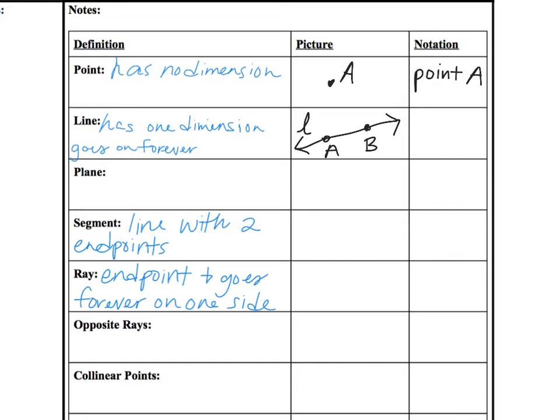Our notation would be either line L, so we can call it by what we labeled it, or we call it AB with this symbol on the top. It's a line symbol. Or it could be called BA. So AB or BA.